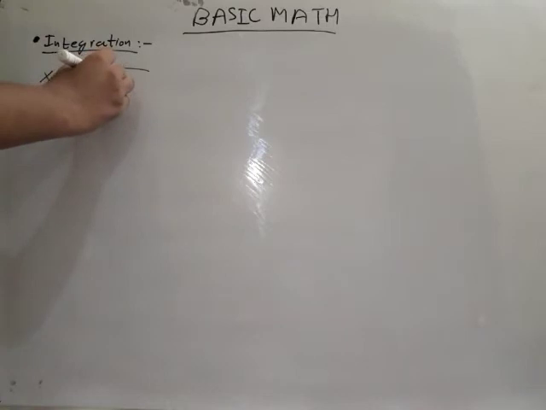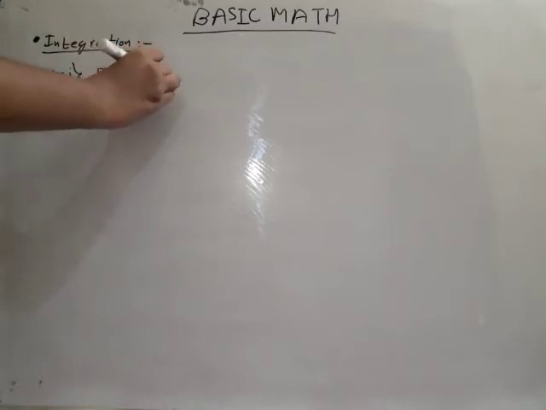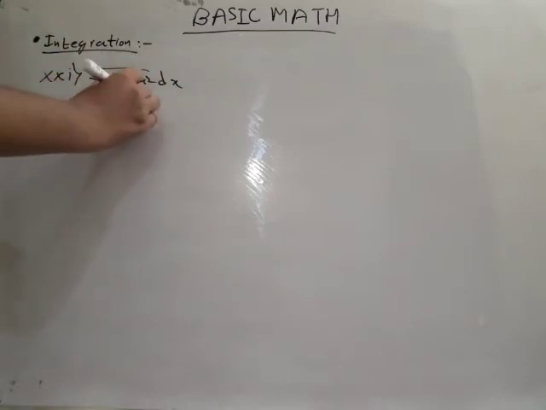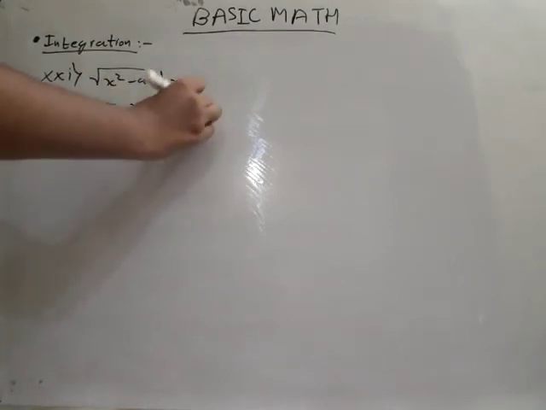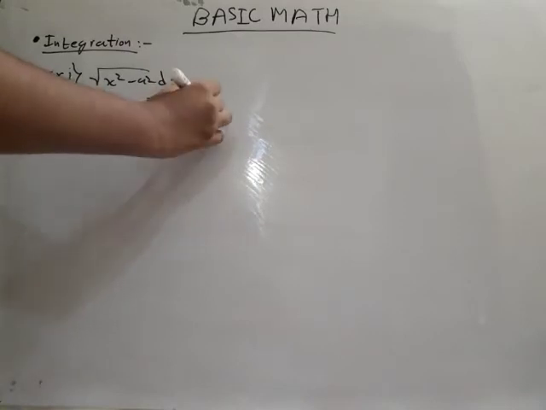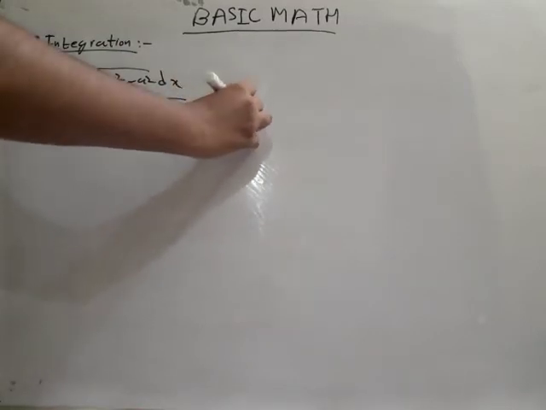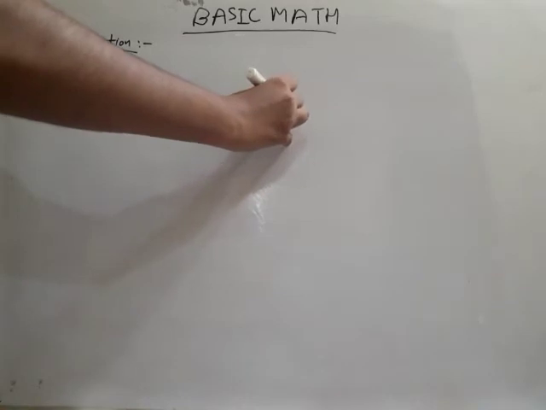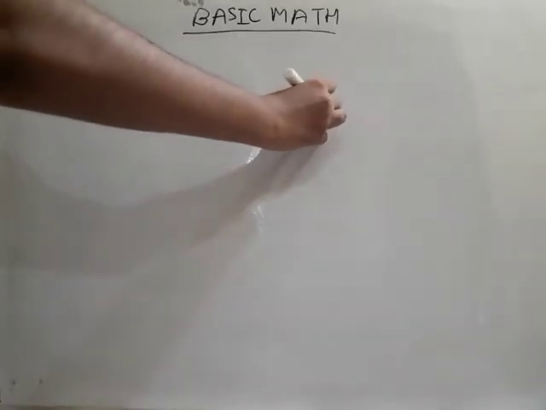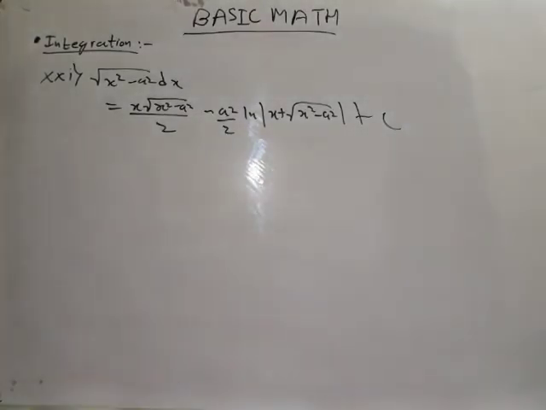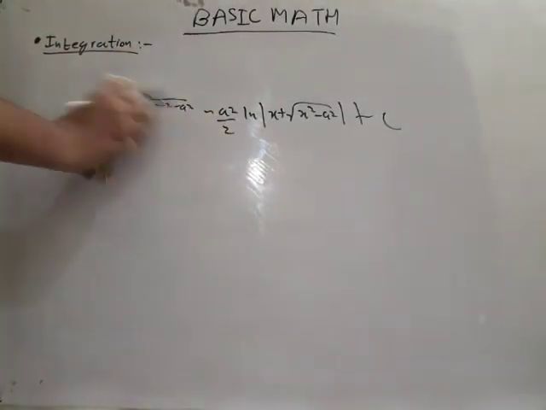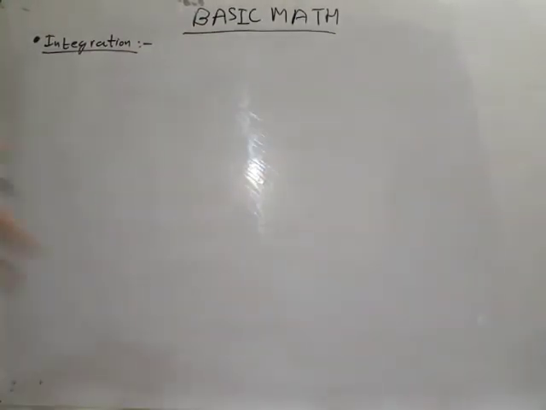Root under a square x square minus a square dx. This is equal to x root under x square minus a square by 2 minus a square by 2 ln mod of x plus root under x square minus a square plus c. I hope you have noted everything.